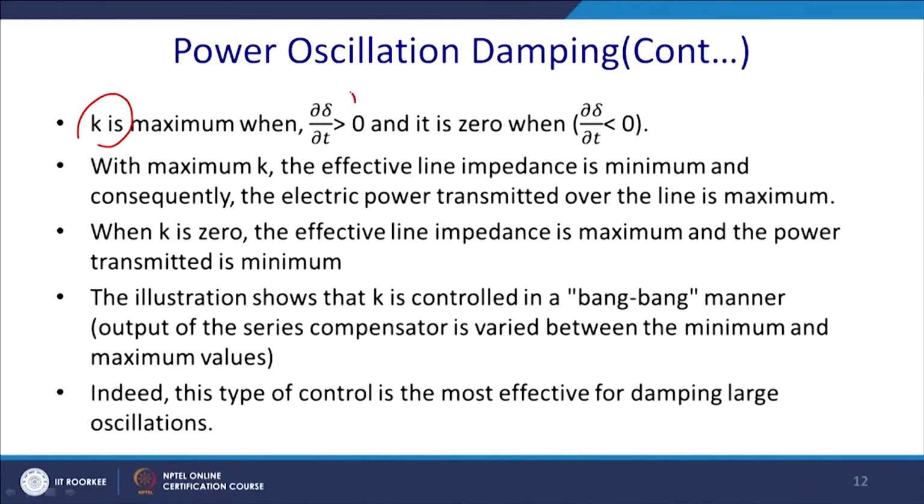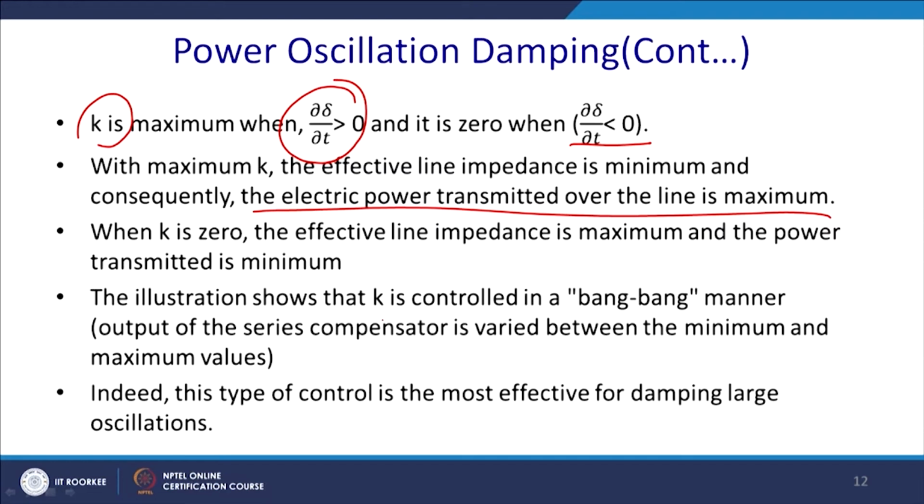So, K is maximum when this one is actually more than and when it is 0, and it is 0 when actually it is negative. With the maximum K, the effective line impedance is minimum, and consequently the electric power transmitted over the line is maximum. When K is 0, then the effective impedance is maximum and the power transmitted by the line is minimum.